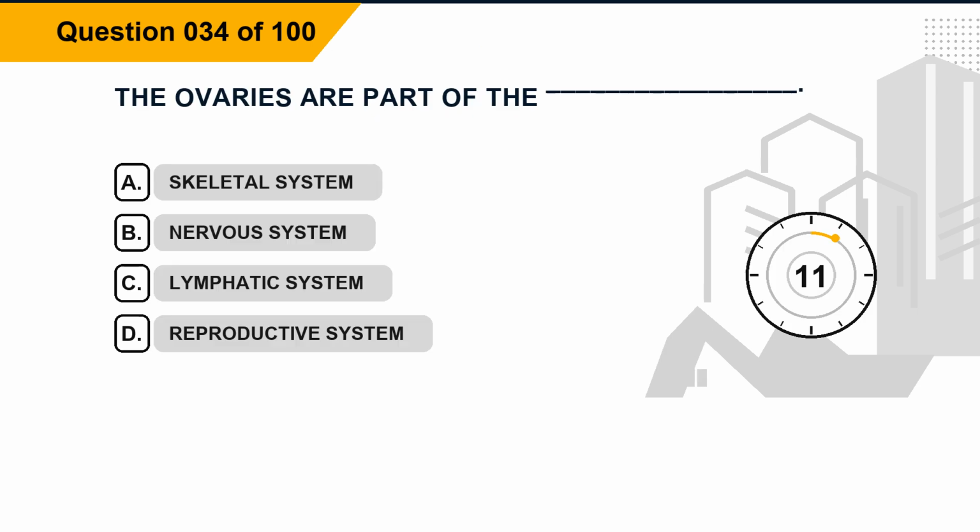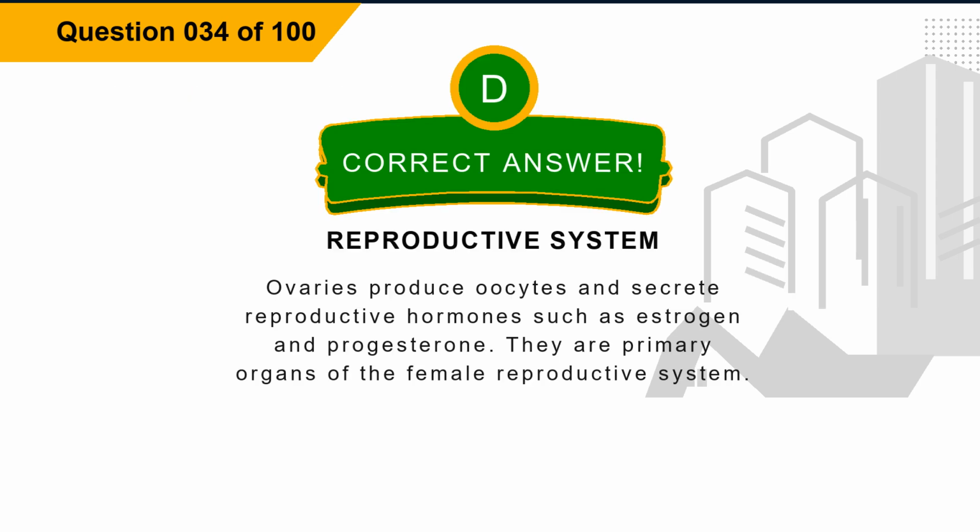Question 34. The ovaries are part of the blank. Option A, skeletal system. Option B, nervous system. Option C, lymphatic system. Option D, reproductive system. The correct answer is option D, reproductive system. Explanation: ovaries produce oocytes and secrete reproductive hormones such as estrogen and progesterone. They are primary organs of the female reproductive system.